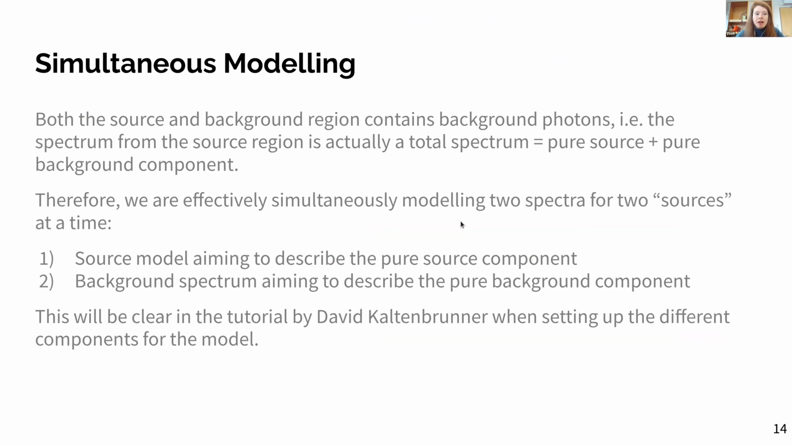Now, one important point is that we're going to be simultaneously modeling the source and the background. This is important because, as you saw, in the source region there's actually also parts of the background, right? It's source plus background in that region. So what that is showing us is a total spectrum: the pure source plus the pure background. And so we can use the information from the annulus region, which is just the pure background, to inform us about the background level in the source region and model that simultaneously to get an accurate value of what the source spectrum is showing us. This is maybe the most confusing part, but I think it will also be clear in David's tutorial later on.